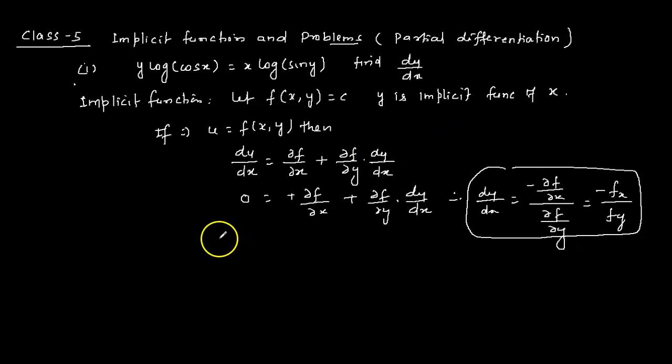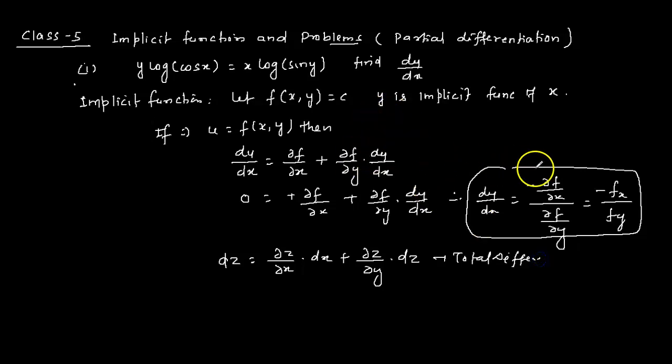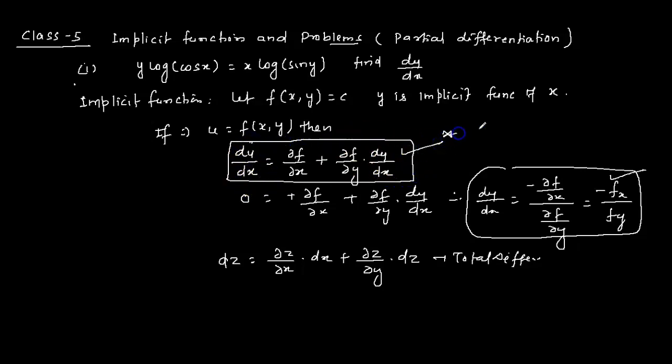This is called total derivatives. Writing in terms of z, dz is equal to del z by del x into dx plus del z by del y into dy. So this is called total derivative or total differential. The important formulas are these. If we are given to find du by dx, then we have to use this formula, and for dy by dx, we have to use that one. These two formulas are important to find the partial differentiation for implicit functions.